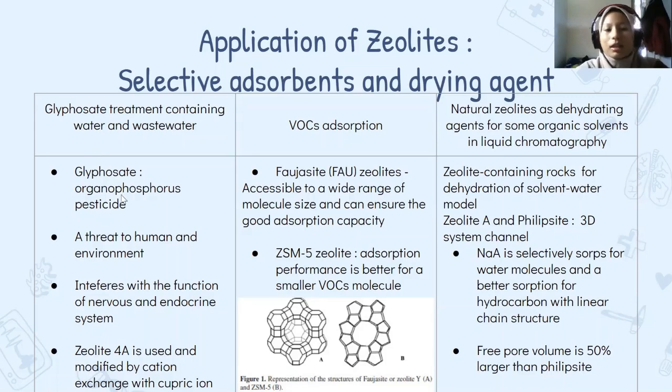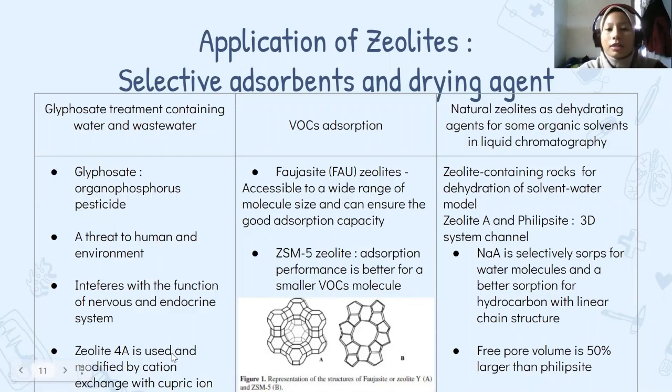Glyphosate is an organophosphorus pesticide which is a threat to humans and the environment because it can interfere with the function of the nervous and endocrine systems. Thus, zeolite 4A is used and modified by cation exchange with cupric ion.